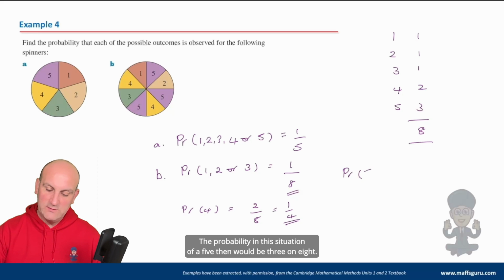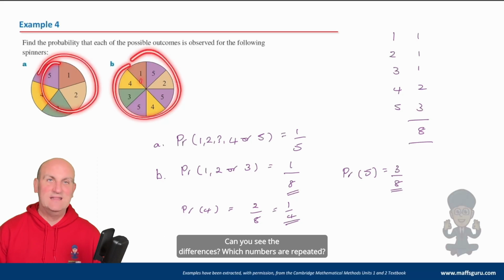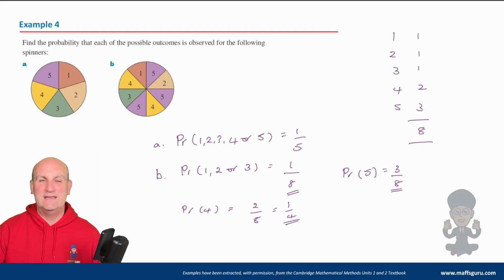The probability in this situation of a 5 then would be 3 on 8, and that answers my question. It's looking again, can you see the differences? Which numbers are repeated?